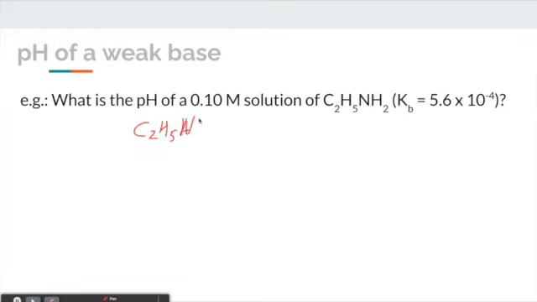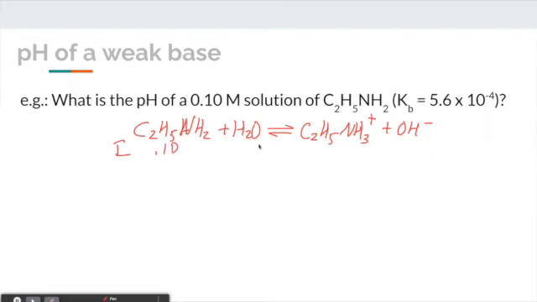C2H5NH2 in aqueous solution. This is reacting with water and reaching dynamic equilibrium with the conjugate acid, which is C2H5NH, not 2 but 3, and not neutral but plus, plus OH minus. Initial concentration 0.10 molar. We don't care about water because it's a liquid, it's not in our expression.